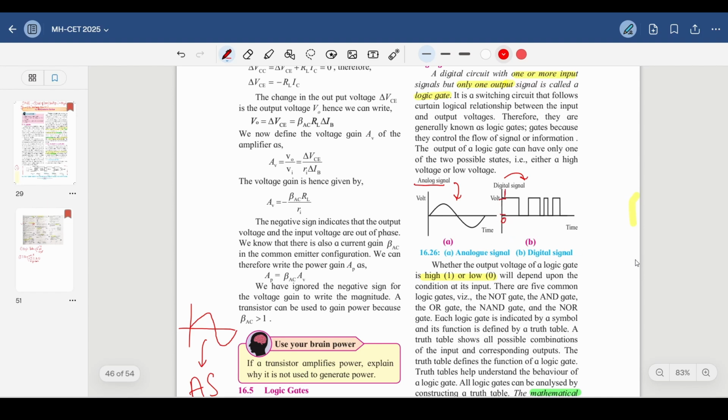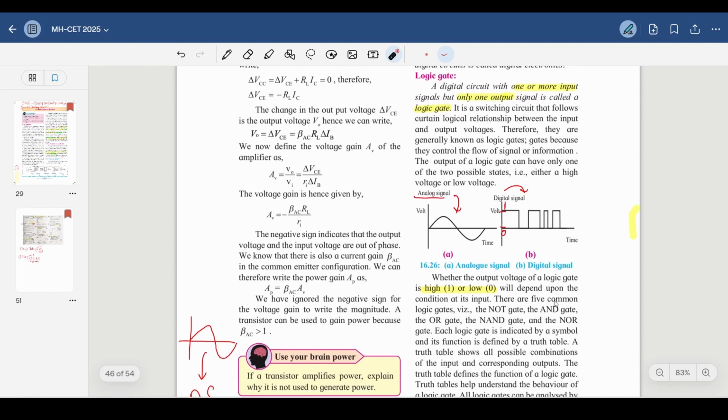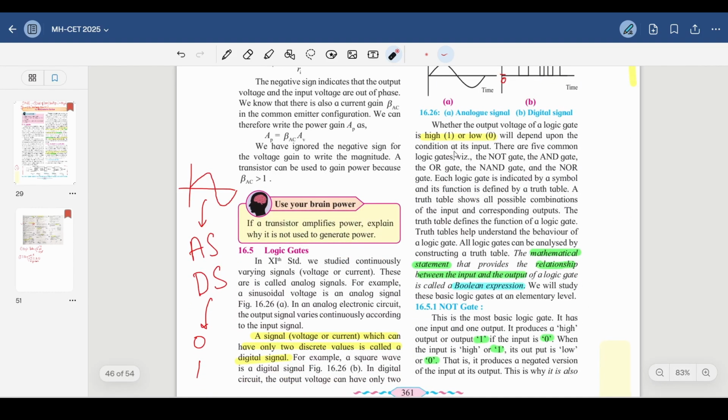Okay. So this is the difference between analog signal and digital signal. Right. So now what is a logic gate? A logic gate is nothing but a simple digital circuit which is going to have one or more inputs, but it will have only one output. And this is called a logic gate. A logic gate will have output voltage either 1 or 0.